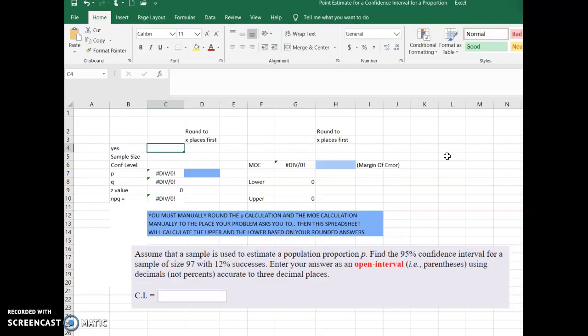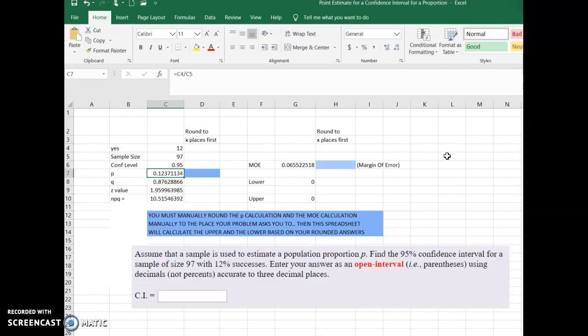So right here, I could just type in for my yeses equals 0.12 times 97. Now, unfortunately, it produces a decimal, and the number of yeses has to be a whole number. So if I round that to the nearest whole number, that would be equal to 12. I must change that to 12. The sample size in this problem, we were told, was 97, and our confidence level is 95% or 0.95.